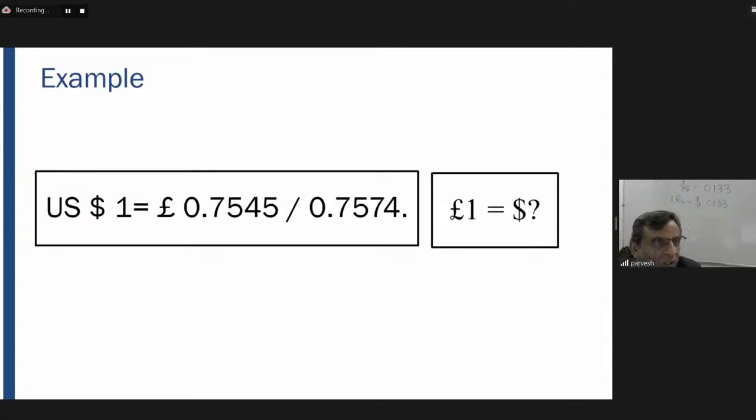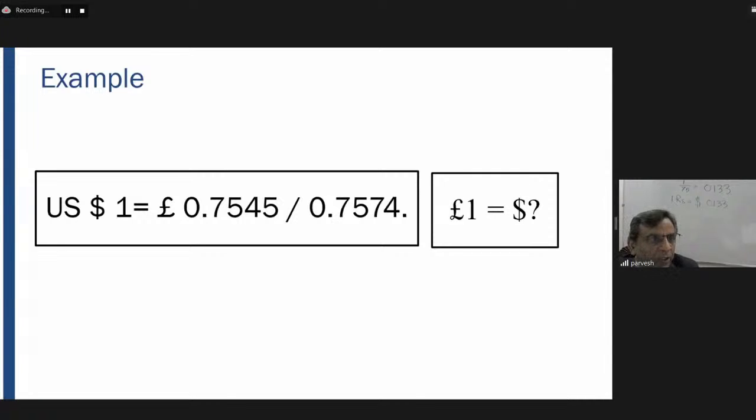In this question, what is given? The question is given that $1 will cost you how many pounds? Both bid and ask price is given to you. Now you have to convert this quote, the quote which is given to you. Now you have to find how many dollars 1 pound will cost you. Okay.